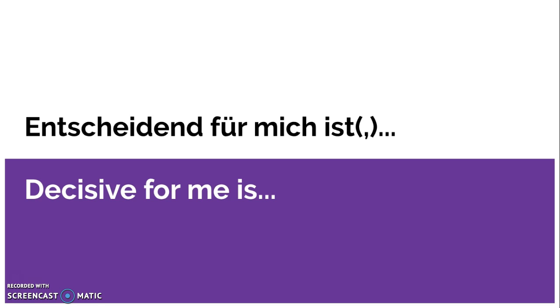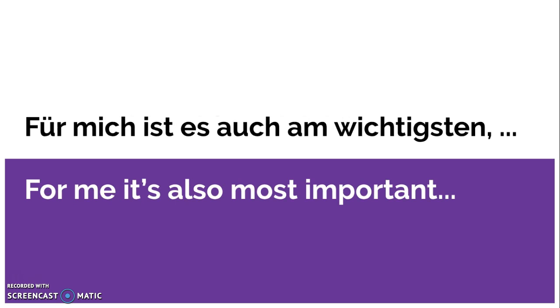Now I put the comma in parentheses here because you don't technically have to create a separate clause if we were saying a one-word answer. So if we were saying decisive for me is the location, we could say entscheidend für mich ist der Standort. Okay? So we don't have to put the comma. The only time we would use the comma is if we had some sort of new clause to write. And that's the only time that you would really need to do that.